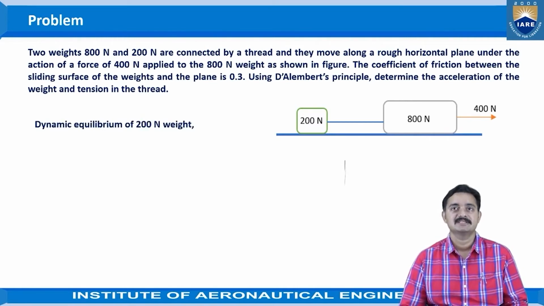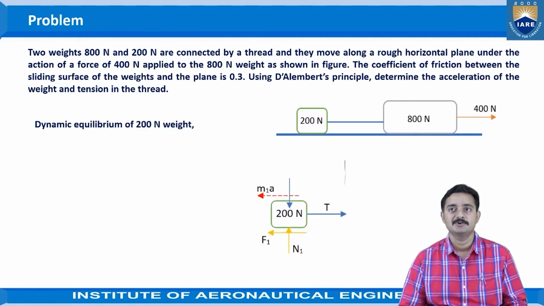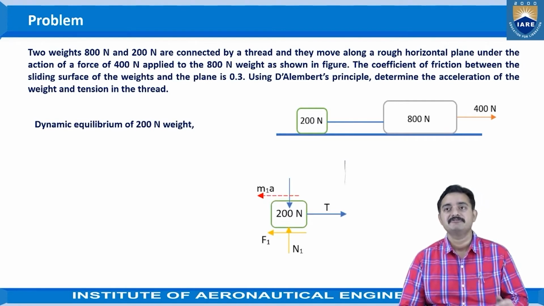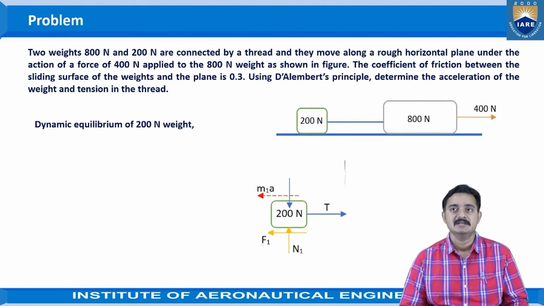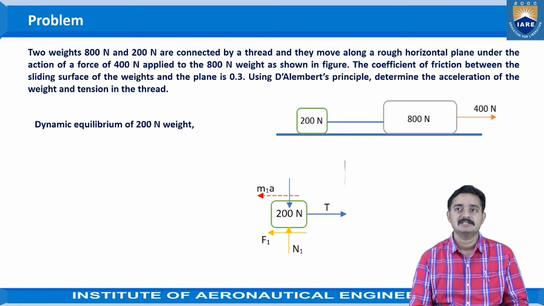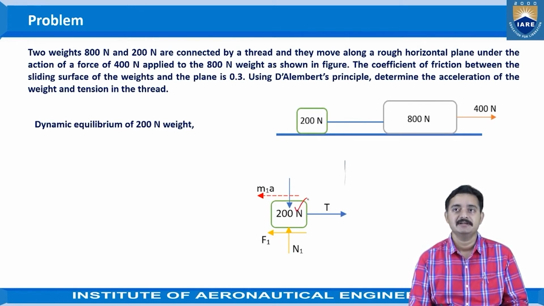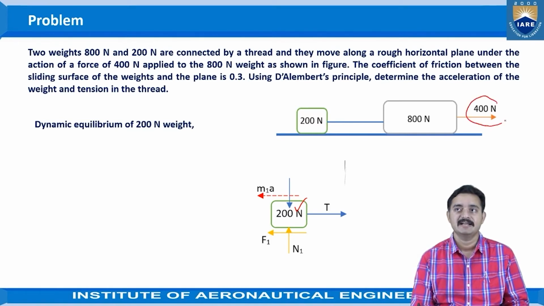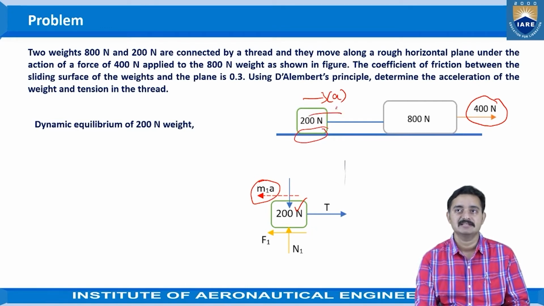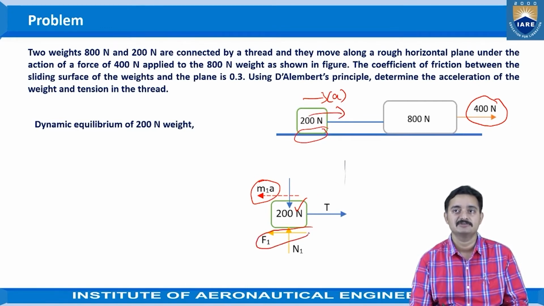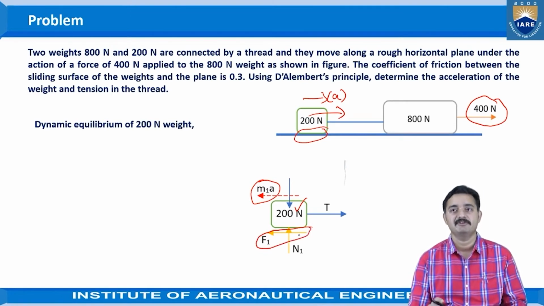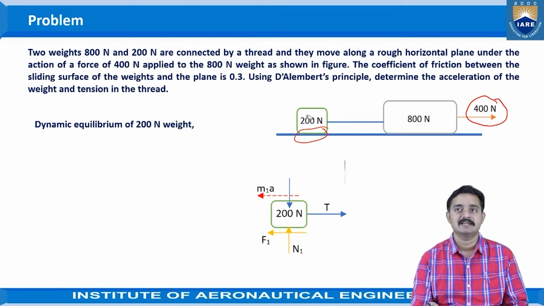So first we are going to consider the dynamic equilibrium of the 200 Newton weight. That means we are going to draw the free body diagram for this particular case. We have seen the concept here, the 200 Newton weight. As the force is being applied in the right hand side direction, we can say that the acceleration is happening in this direction. So the inertia force is towards the left side. Also at this contact point, the object is moving in the right side direction, so the frictional force will be acting towards the left side, which is considered as F1. And N1 is the normal reaction.